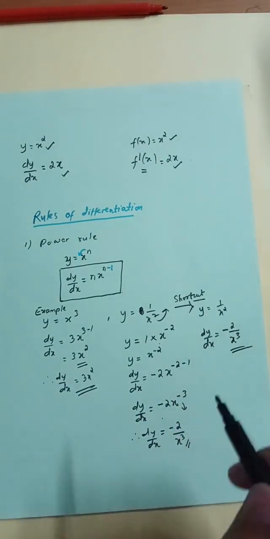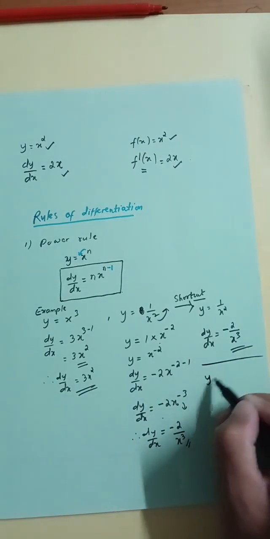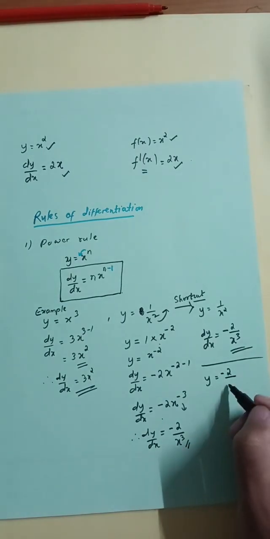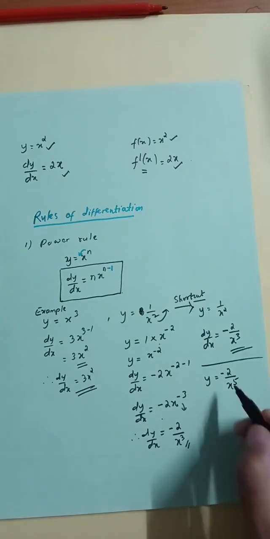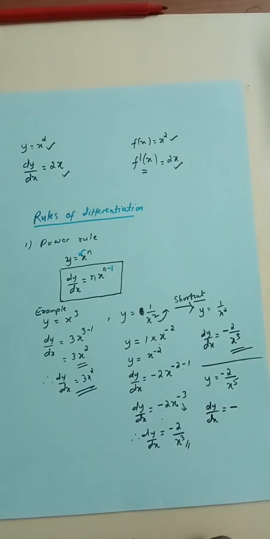For example, if I have y equal to 2 divided by x raised to 5, and I use the shortcut, the pattern is that the exponent becomes negative and increases by 1, and the 2 and the 5 are multiplied.